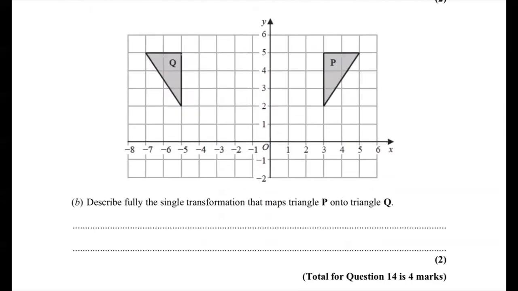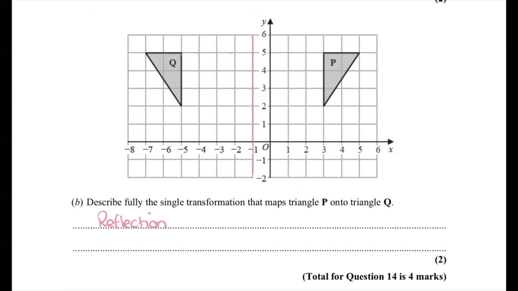We're being asked to describe the single transformation. Well, I can see it's been flipped, which means it's a reflection. Now, it's going to be reflected in a vertical line, slap bang in the middle. We've got 8 squares between these, so I'm going to count in 4. 1, 2, 3, 4, and my line is here.